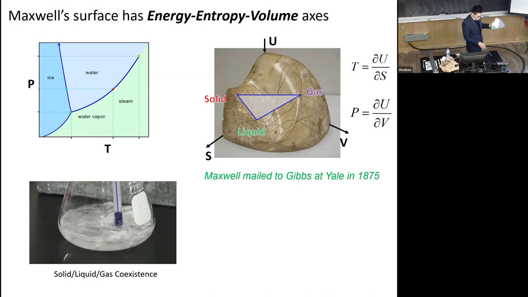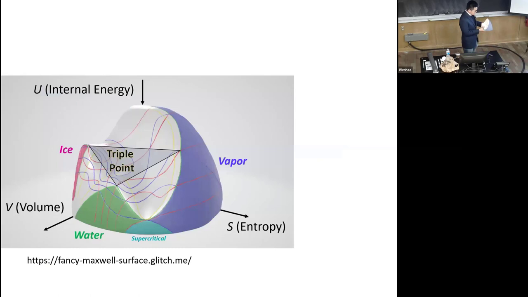So this has axes of internal energy, volume, and entropy. What happens is that the internal energy faces downward, so really you should be looking at the convex hull from this direction, upside down. But what you would do is take a board and roll it around on this, and the inclination of the board, partial U partial S and partial U partial V, gives me the temperature and pressure.